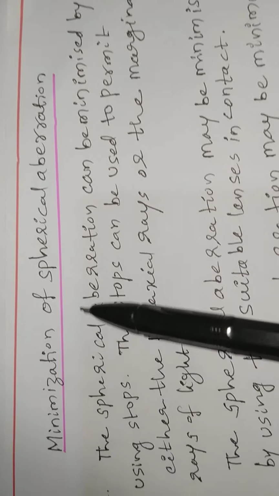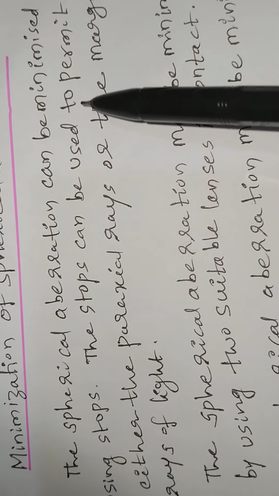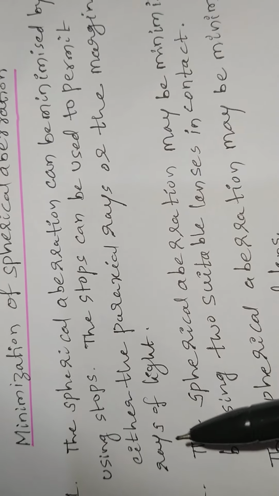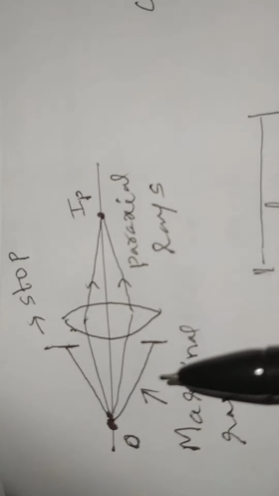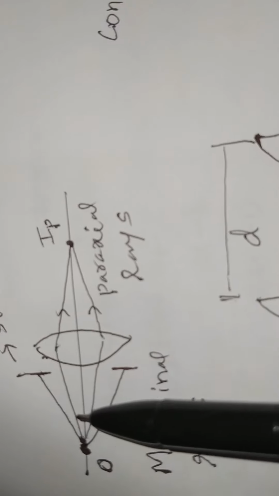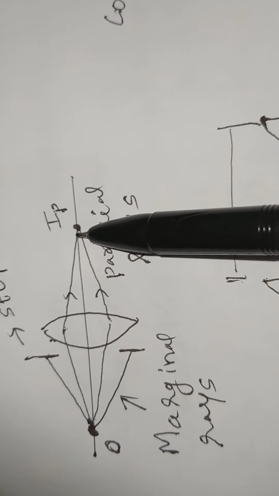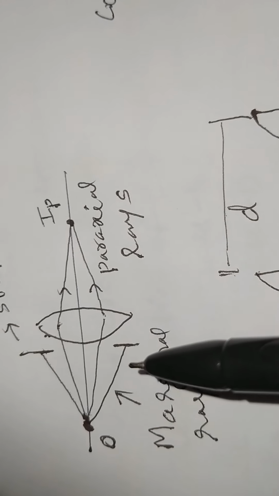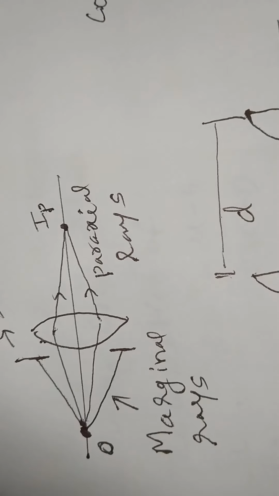Now we discuss the minimization of spherical aberration. The first method: spherical aberration can be minimized by using stops. The stops can be used to permit either paraxial rays or marginal rays of light. Here the stop blocks the marginal rays and permits the paraxial rays, which meet at IP, where the perfect image is formed. If the stop blocks the paraxial rays, then the marginal rays are focused at IM and produce a clear image.